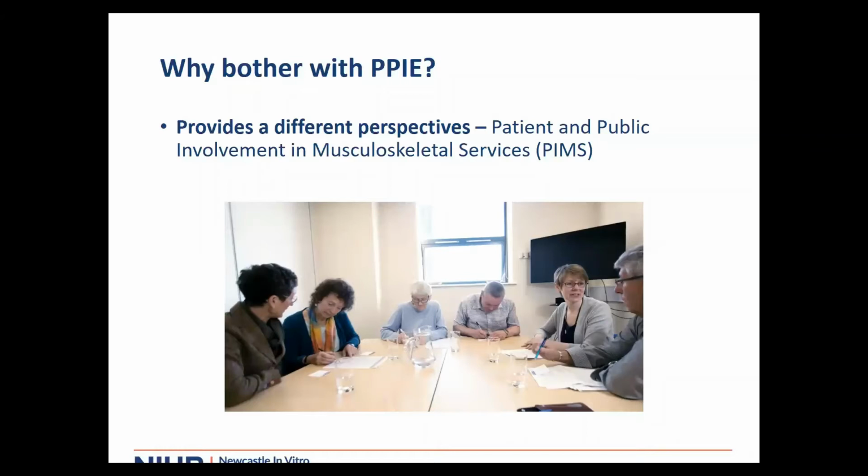So a quick one from me: why bother with patient-public involvement and engagement? We have a local research support group here called PIMS, which is supported by Helen Hansen at Newcastle University and the Newcastle Hospital Trust. And they have a great group. Here's a picture of some of the members of that group.